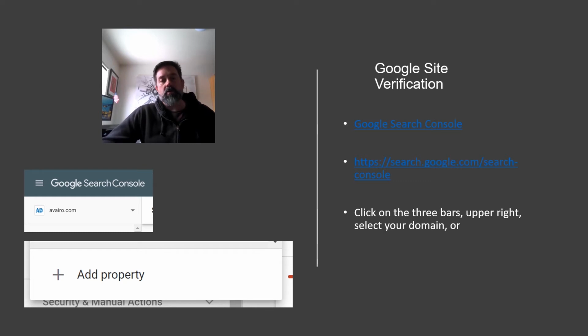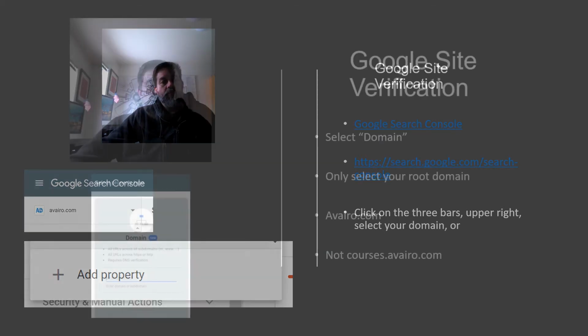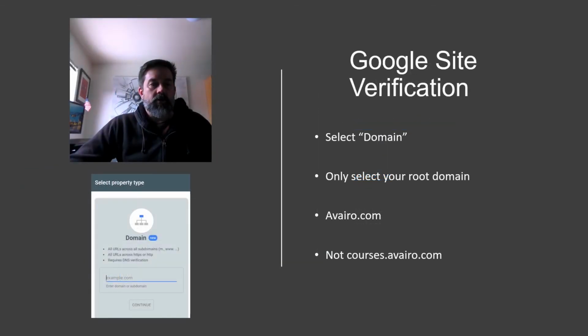Now, once you're in, you're going to start by clicking on the three bars at the top, and depending where you are, you may already have your domain name in here. Maybe it's not DNS verified. And if you don't have a domain name in there, you should see the option under the drop down here. And so where I have avairo.com, you'll click on that down arrow and you will add a property. So if you already have your domain name in there, this step won't be for you.